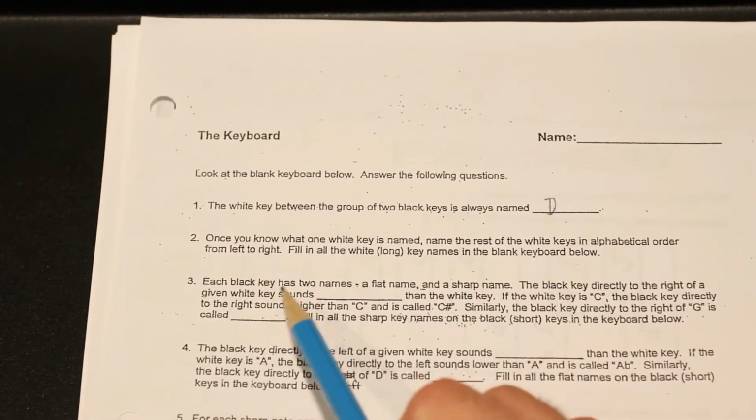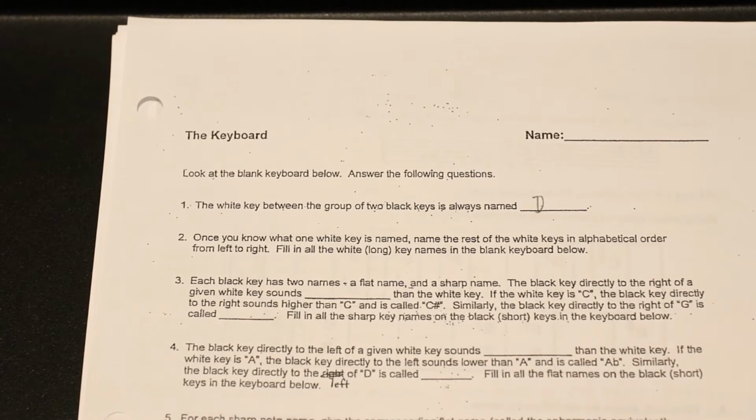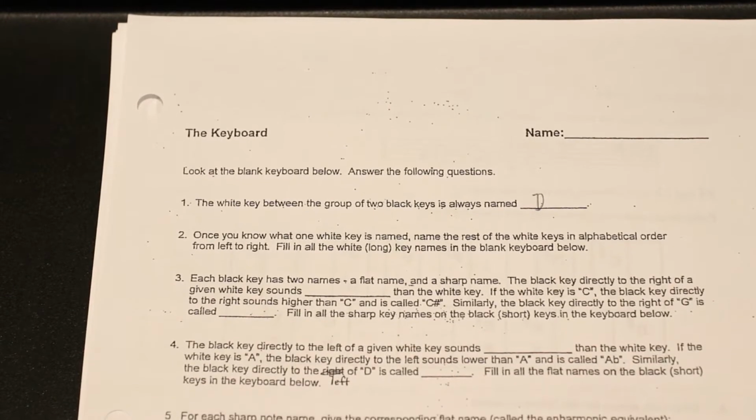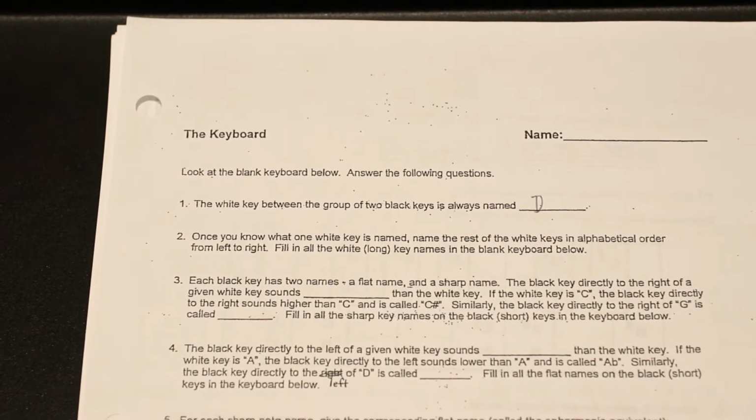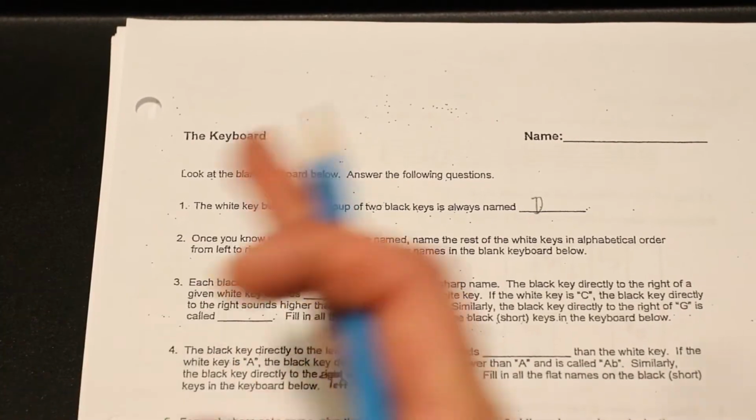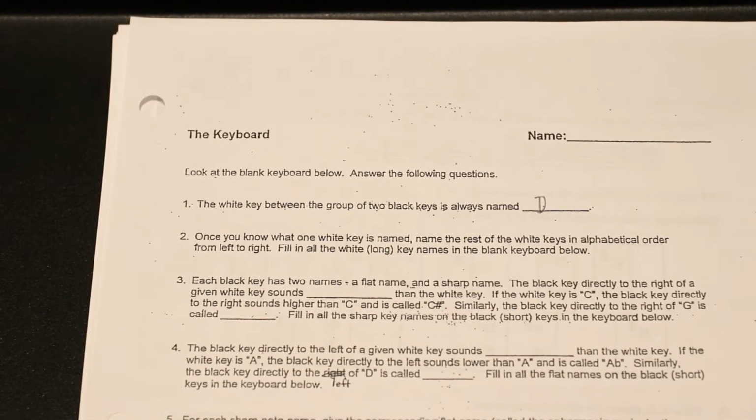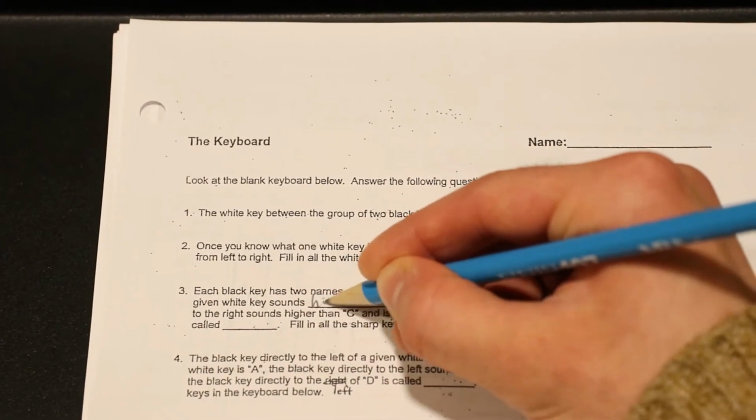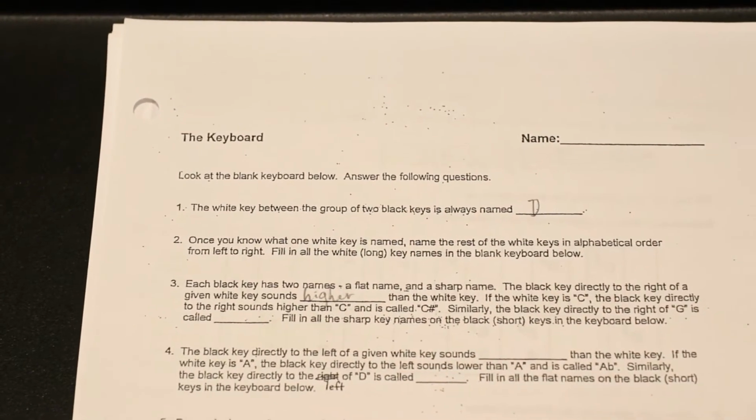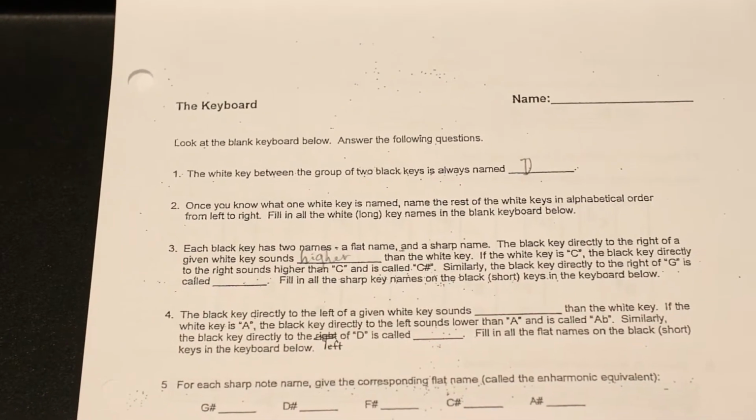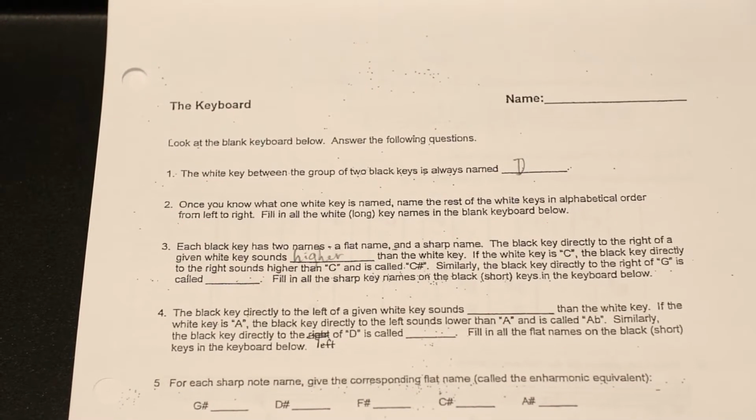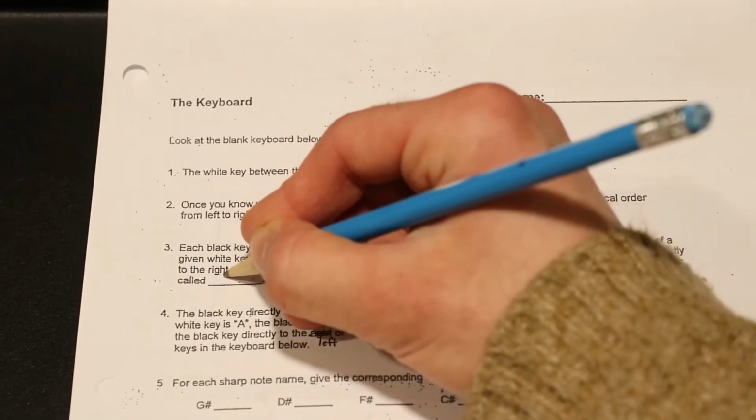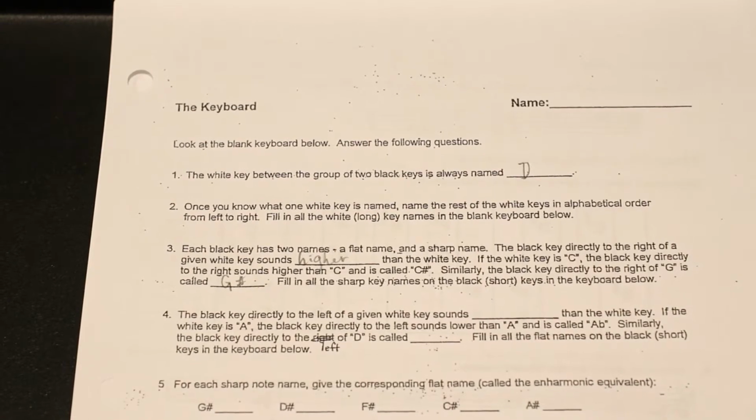Number 3, each black key has two names, a flat name and a sharp name. So this is where enharmonics come in, which we'll talk about in a minute. The black key directly to the right of a given white key sounds blank, higher. So to the right is higher, to the left is lower. So this is higher. White key is C. The black key directly to the right sounds higher than C and is called C sharp. Similarly, the black key directly to the right of G, we would call that G sharp. Fill in all the sharp key names in the black keys in the keyboard below.